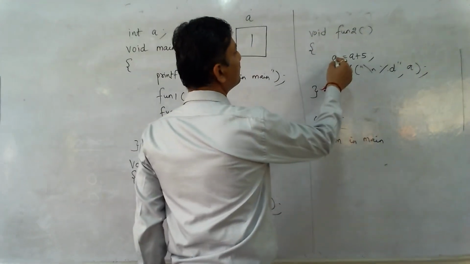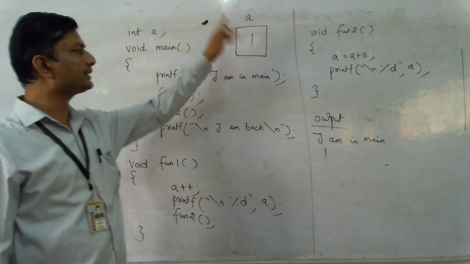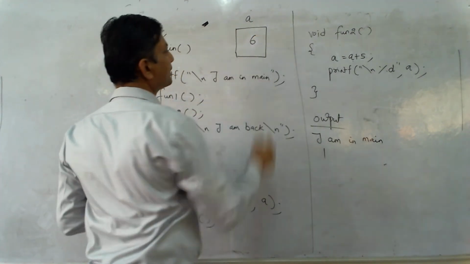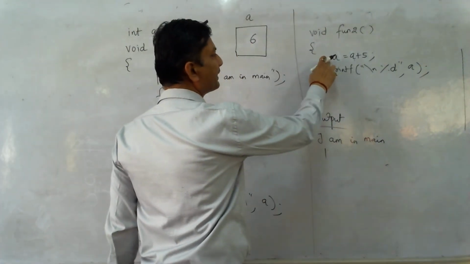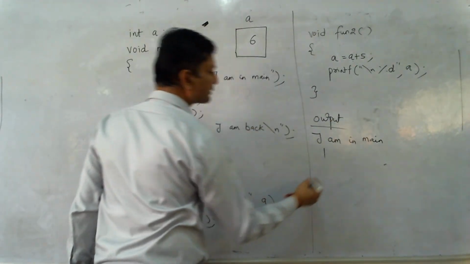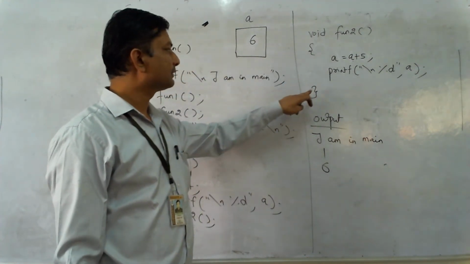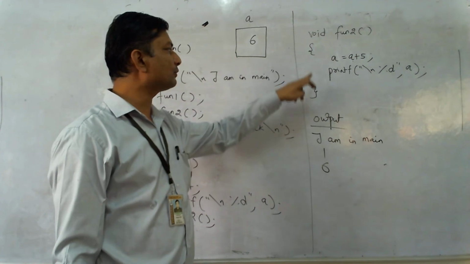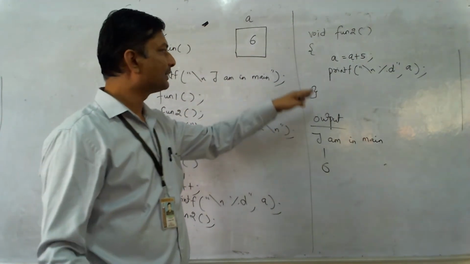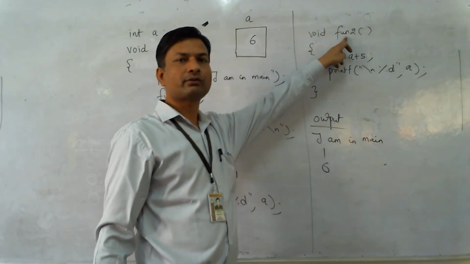In fun2, the value of a is increased by 5. What is the value of a? The value of a is 1. It will be increased to 6. After increasing the value of a by 5, in the next line we display the value of a. The value of a will be displayed as 6. And after executing this line, all the lines inside fun2 are executed. So the functionality of fun2 completes and the control returns to the place from where it came to fun2.